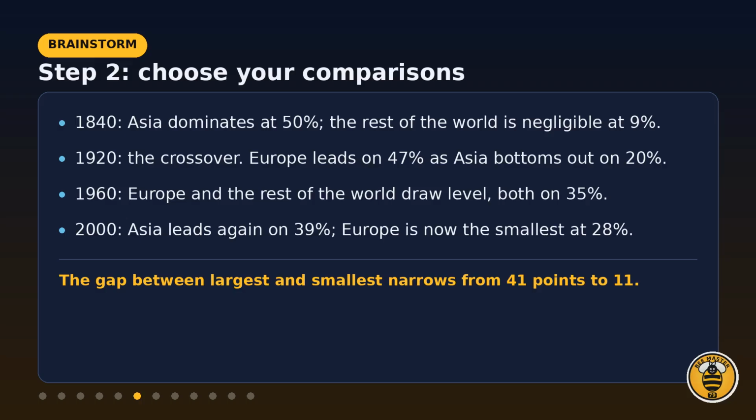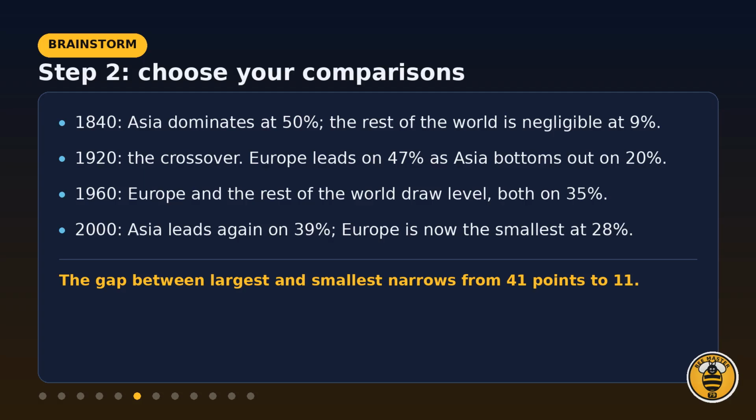It goes from 9% to 35 in one almost unbroken rise. Step 2. Choose your comparisons. In 1840, Asia dominates on 50%, while the rest of the world is almost nothing at 9. In 1920, the lines cross over. Europe leads on 47% exactly when Asia hits its lowest point of 20.